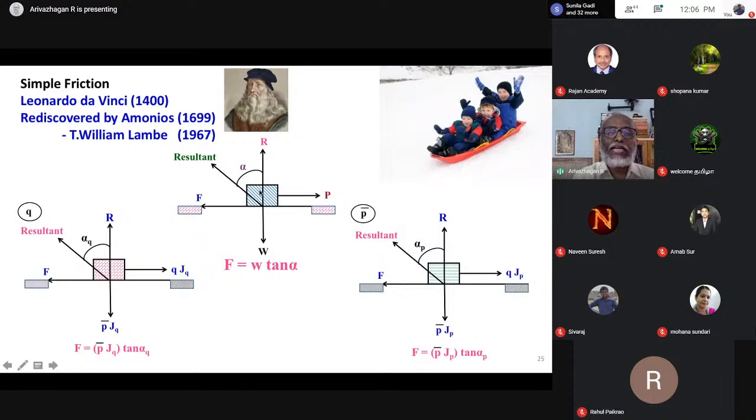Then the resultant of the frictional force and the normal reaction is here, this resultant. The resultant makes an angle of alpha with the vertical. So it's just like a cone. Therefore, you hear that it is a cone of friction. Just like a cone, there is a vertex and a semi-vertical angle. That is the axis of the cone. That is the generator of the cone. Therefore, we can represent it as the cone of friction.